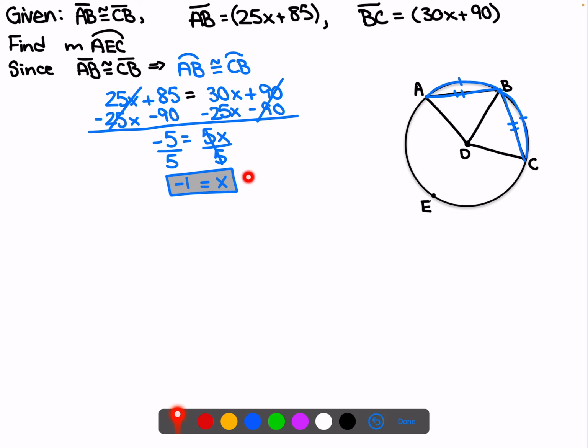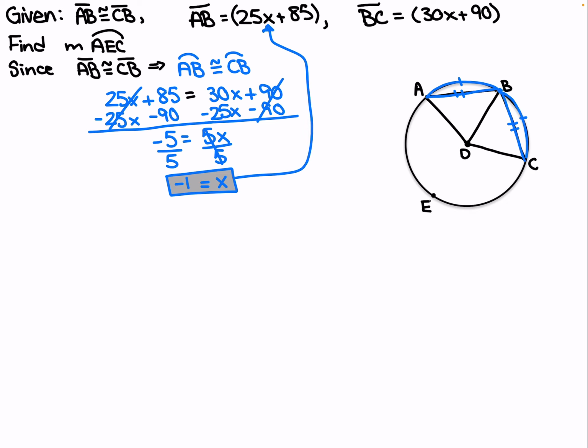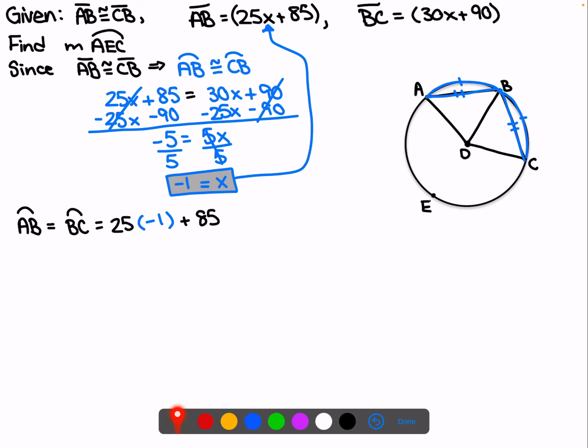At this point, I want to go ahead and plug back in to our original. And again, since AB and BC are the same, it doesn't matter which one I plug into. I'll get the same answer regardless. So plugging back in for AB, I'll be left with arc AB, which is equal to arc BC, because again, they're congruent, is equal to 25 times negative 1 plus 85. Well, 25 times negative 1 is negative 25, plus 85 is 60, so arc AB is 60 degrees. And if arc AB is 60 degrees, that means that arc BC is also 60 degrees, because they're congruent to each other.